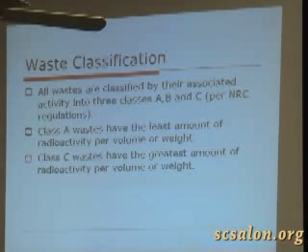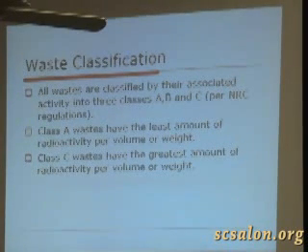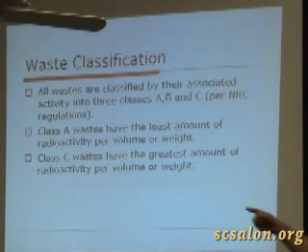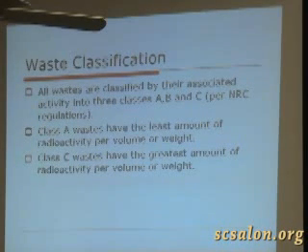Waste classification. All wastes are classified by their associated activity into 3 classes, A, B, or C, per the NRC regulations. Class A waste has the least amount of radioactivity per weight or volume, because the classification is based off of either one, depending on which table you're looking at. Class C waste has the greatest amount of radioactivity per volume or weight.